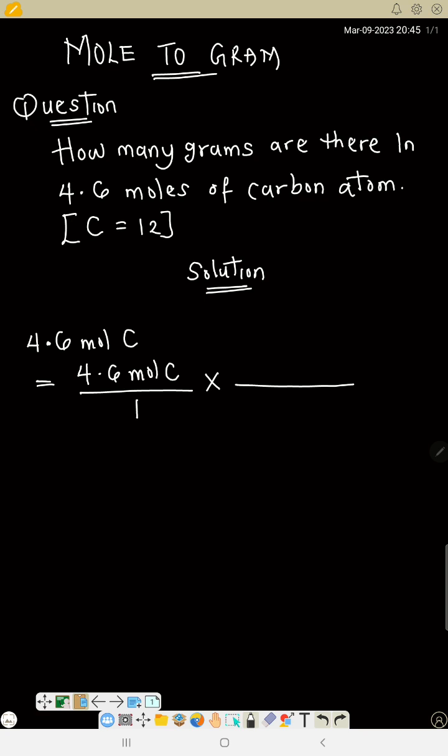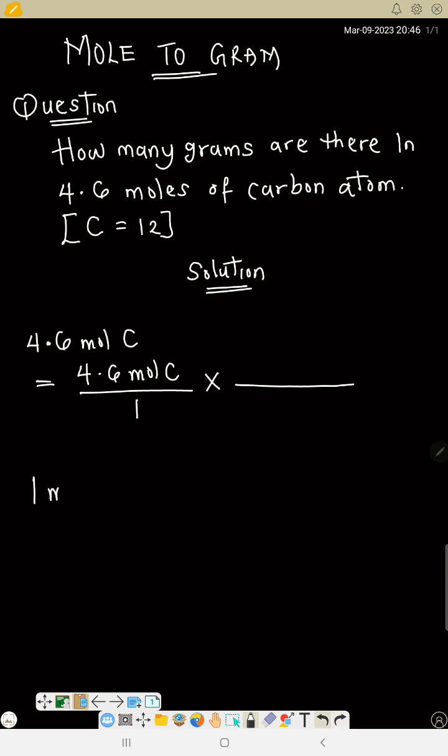Now your conversion scale is this: anytime gram is involved, that is, if you are looking for gram, just know that you are using your relative molecular mass and you just put gram per mole to get molar mass. Here we want to find how many gram are there in 4.6 moles of carbon atom. So I write 4.6 mole of carbon atom over 1. I want to change this to gram. So what is my conversion scale?